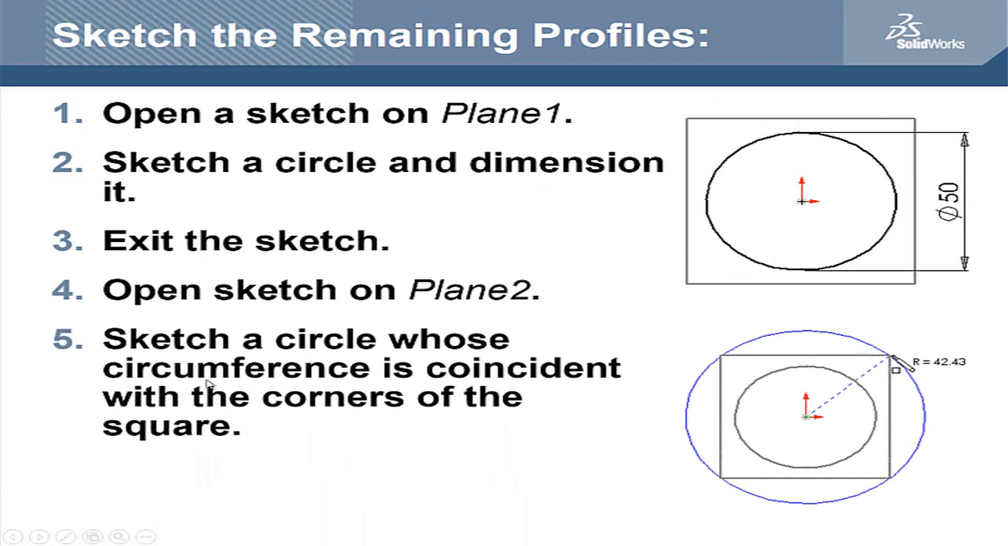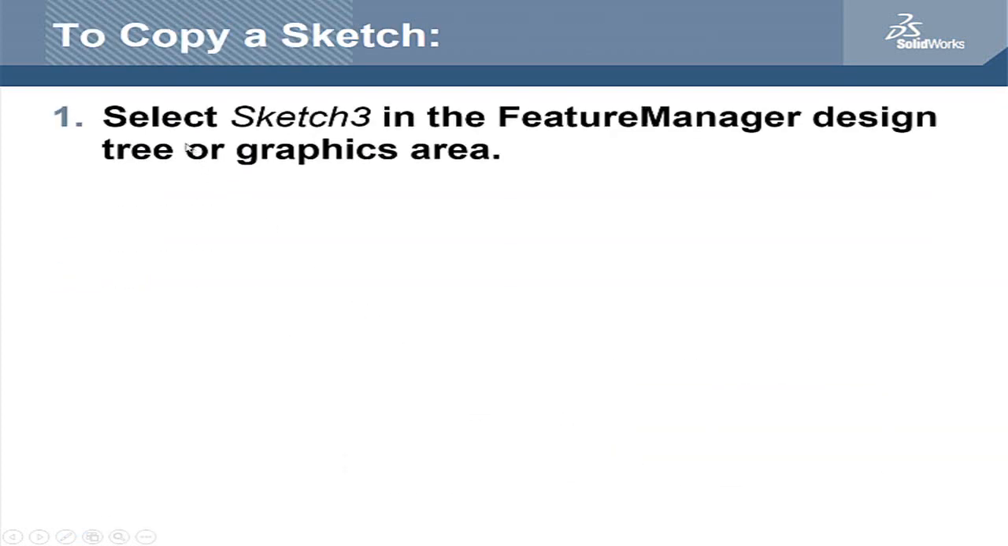Open sketch plane 2. Sketch a circle whose circumference is coincident with the corners of the square. All right, so when you draw it, you can lock it in on the corners, and that'll be automatically sized. Then exit sketch.